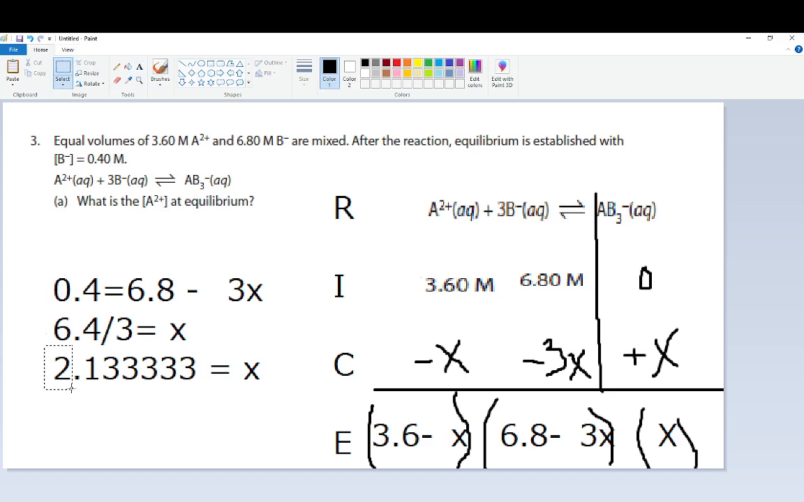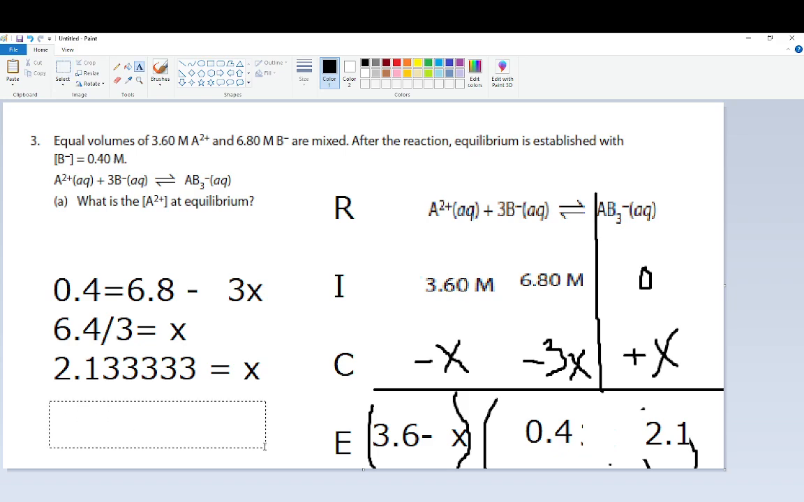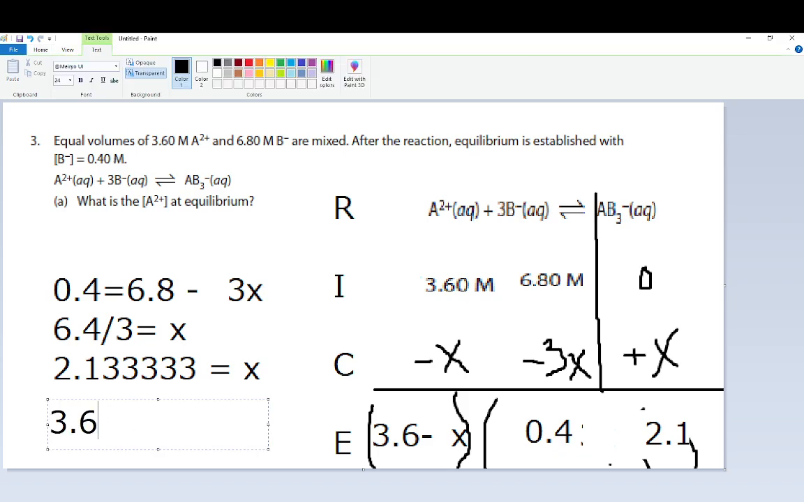two significant digits. So it's 2.1. So now we can instantly say, well, that's 2.1. We've already been told that this is 0.4. And we just have to do the last one, 3.6 minus x. X is, we figured out, 2.133. So that means this is 1.466666 or 1.5.